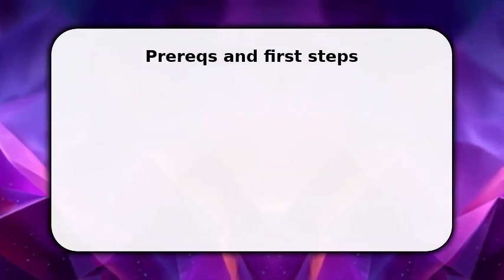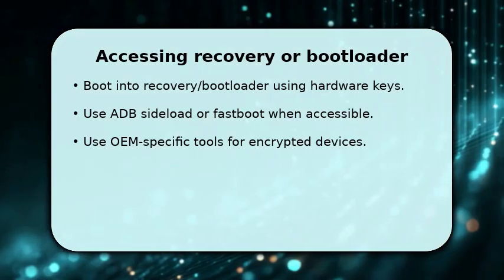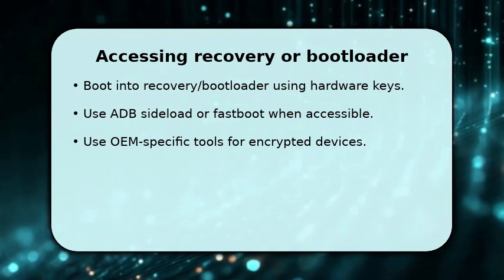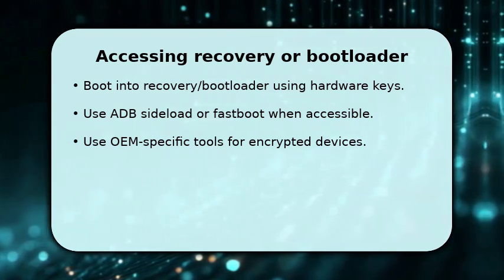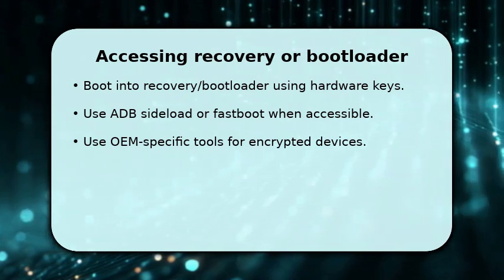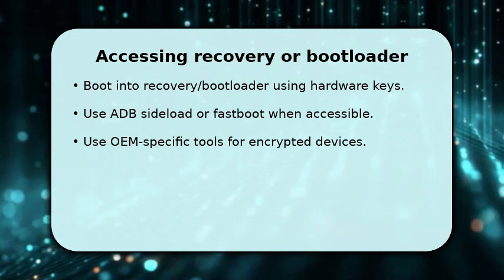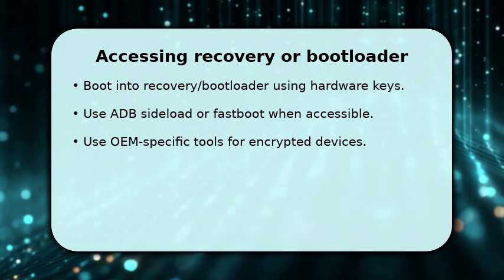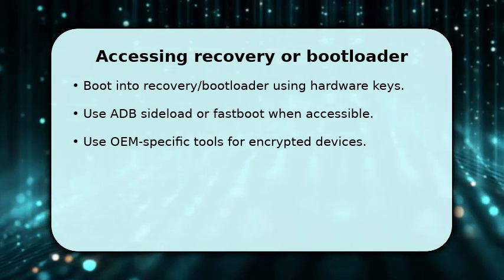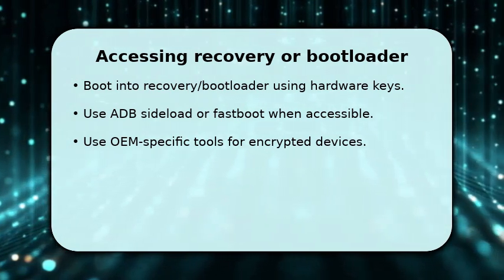You now boot the device into recovery or bootloader using the correct hardware key sequence for your model. This lets you bypass the locked UI. Once in, use ADB sideload to push a minimal ADB enable script, or use fastboot to unlock temporarily if the bootloader permits. This works because these interfaces operate below the OS. If the device is encrypted or uses vendor locks, switch to manufacturer tools or authorized fastboot commands to avoid bricking.